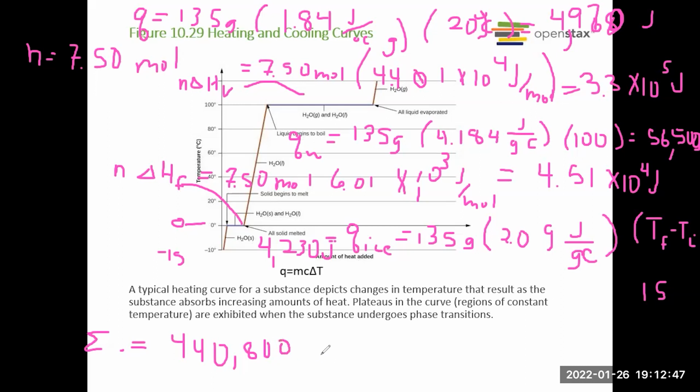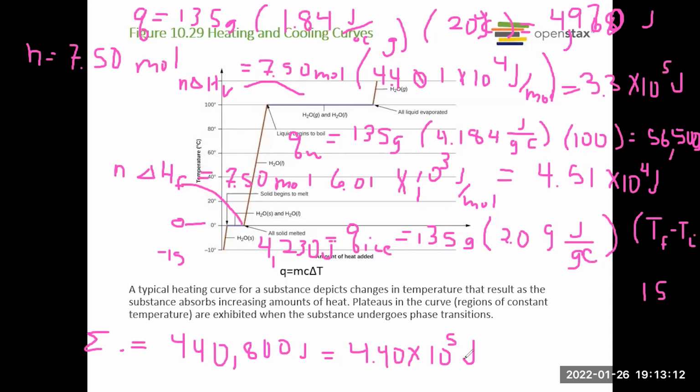440,800 joules. And if we do sig figs, it should be 4.40 in scientific notation times 10 to the fifth joules.